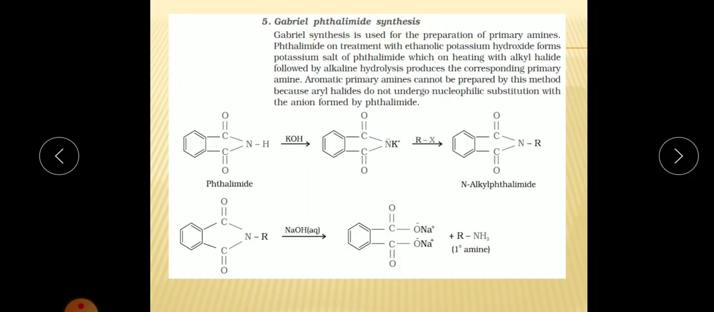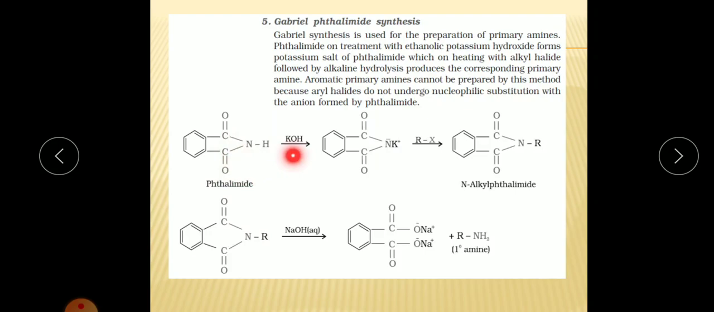Fine. The last preparation of amines is known as Gabriel phthalimide synthesis. So Gabriel phthalimide synthesis is used for the preparation of primary amine. For this, first we'll take the phthalimide. This is the structure of phthalimide, where we have one benzene ring attached with C double bond O, NH, then again C double bond O.